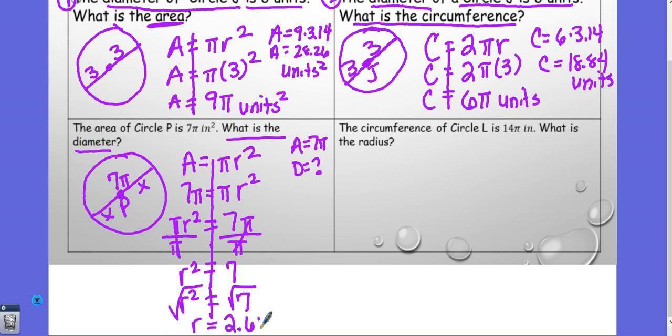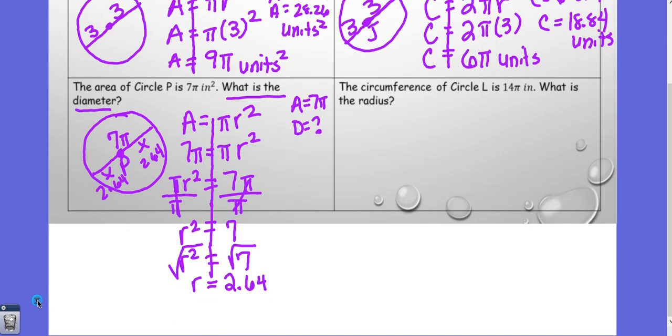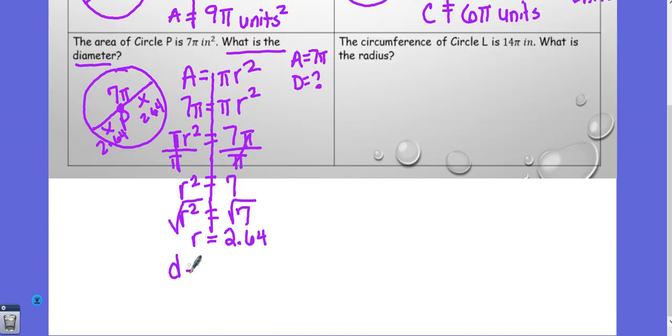2.64. Now that is what the radius is, but it asked me for the diameter. So that means I put 2.64 here and 2.64 here. If I add that together, we get 5.29. So the diameter, D, is equal to 5.29 because the diameter is 2 radii.